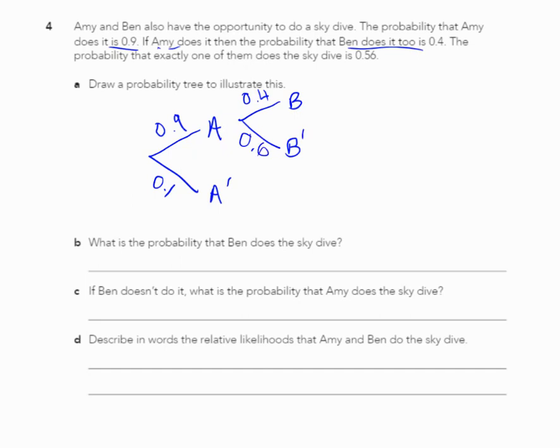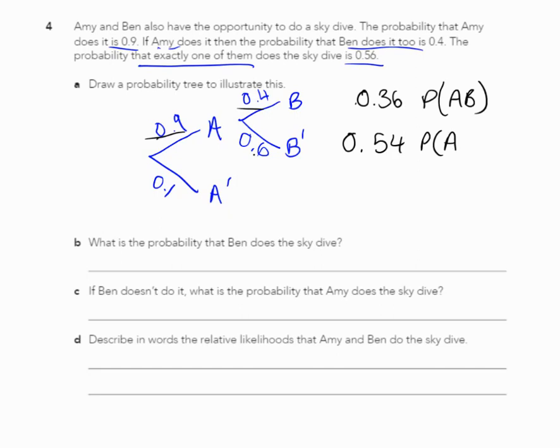Now the probability that exactly one of them does it is 0.56. So what we do then is we go along our path. So 0.9 times 0.4 is 0.36. So the probability that Amy does it and Ben does it as well is 0.36. The probability that Amy does it but Ben doesn't is 0.54. So that's the probability Amy does it and Ben doesn't.